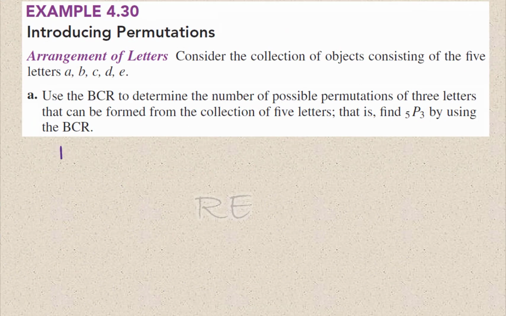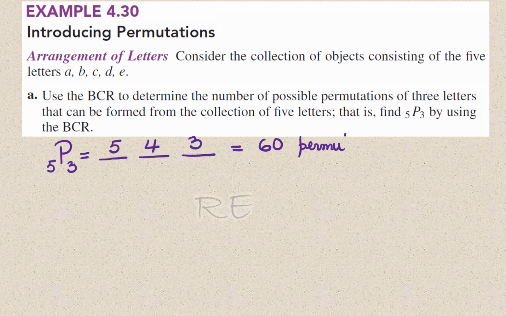Consider the collection of objects consisting of 5 letters, A, B, C, D, E. We need to determine the possible number of permutations of 3 letters. So we'll make 3 spots for those 3 letters. For the first one, we have 5 choices, 4 for the second, and 3 for the third. Basic counting rule, we need to multiply them together. So it's going to be 5 times 4, 20, times 3, 60. 60 permutations of 3 letters.